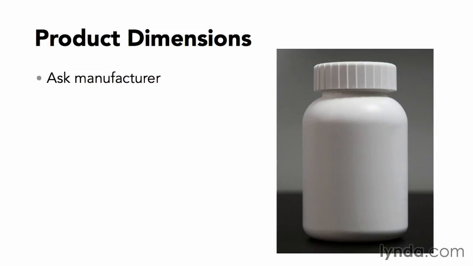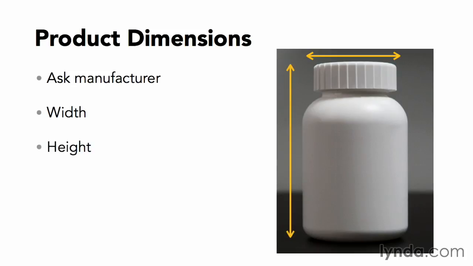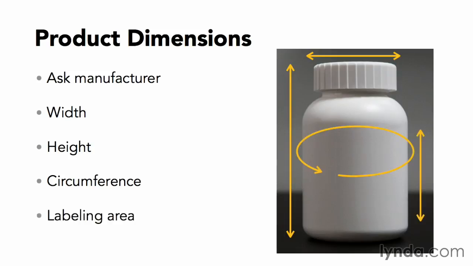Now, I just happen to have a sample bottle here that I'm going to measure for my package mock-up using tools I have lying around here on my desk. Later, I'll show you how to use these measurements to create cutting dies for both the label and the carton. So just some of the measurements that I'm going to need to take here would be the overall width of the bottle, the height, the circumference, and then the labeling area.